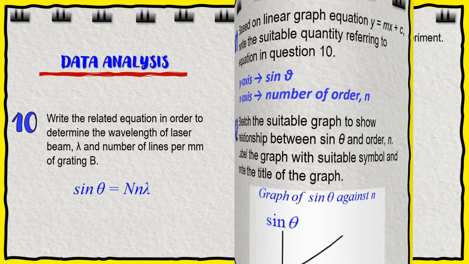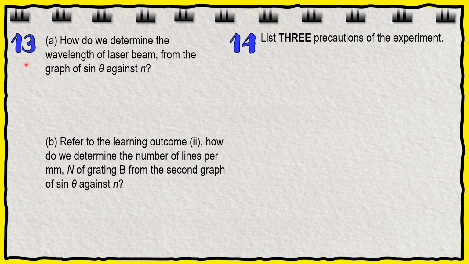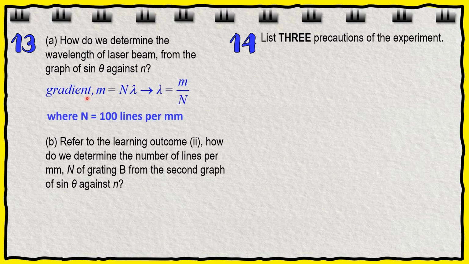For question number 13a, how do we determine the wavelength of laser beam from the graph of sin theta against n? Referring to the graph, firstly we calculate the gradient of the graph, and from the gradient of the graph, the wavelength is equal to the gradient of the graph m divided by n, where the diffraction grating that we will use for the first experiment is n equal to 100 lines per millimeter.